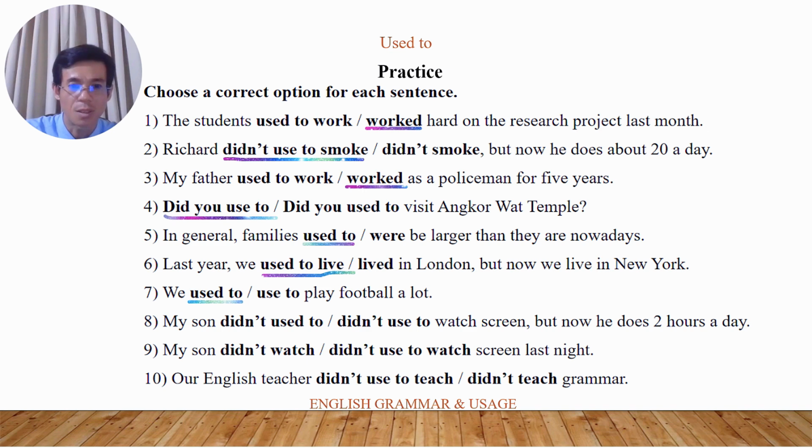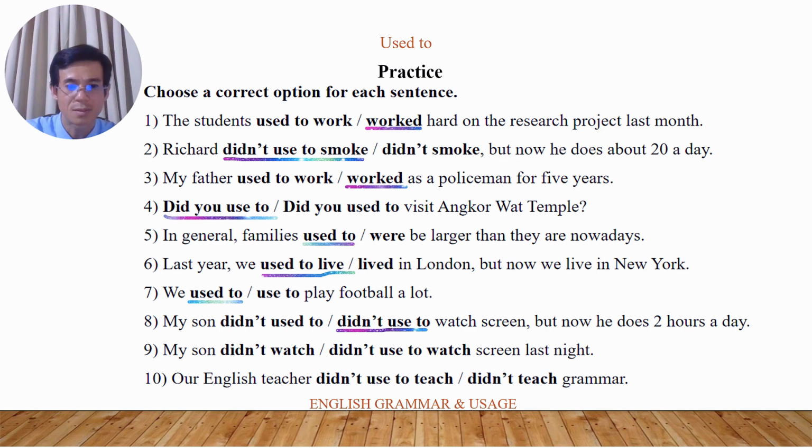Sentence number 8. My son didn't used to and my son didn't use to watch screen, but now he does 2 hours a day. The correct answer is my son didn't use to watch screen, but now he does 2 hours a day. So use to is spelled without D because it is in negative form.